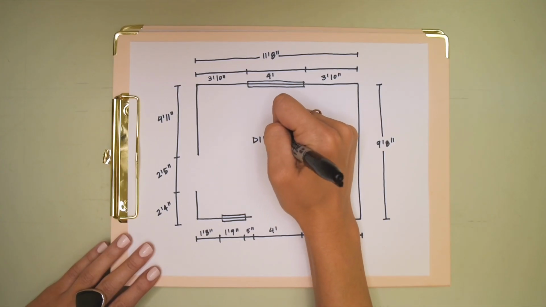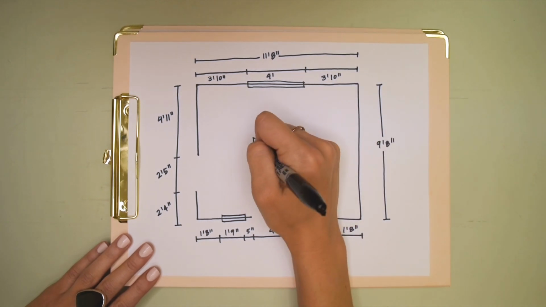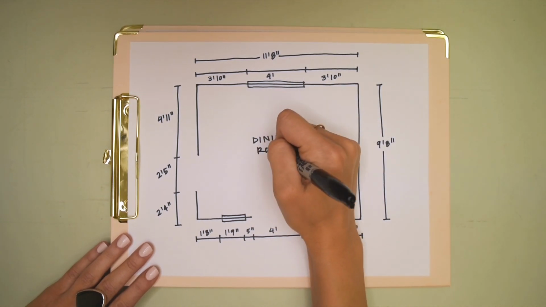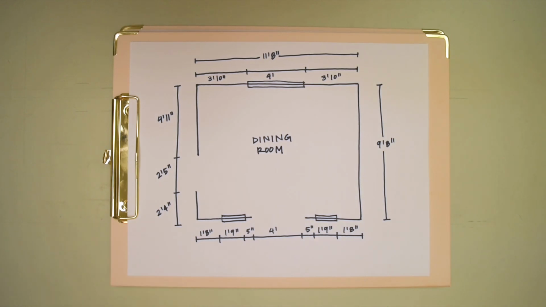I do recommend that you label the room even on this initial rough sketch. It's good to keep organized, especially if you're working on a few different projects at once. Once you have your dimensions noted on your rough sketch, you can transfer them to a scale drawing on graph paper or a digital program. We'll demonstrate how to do both in the next modules.